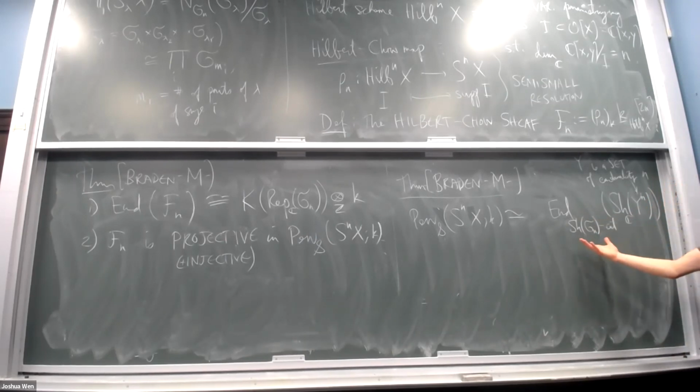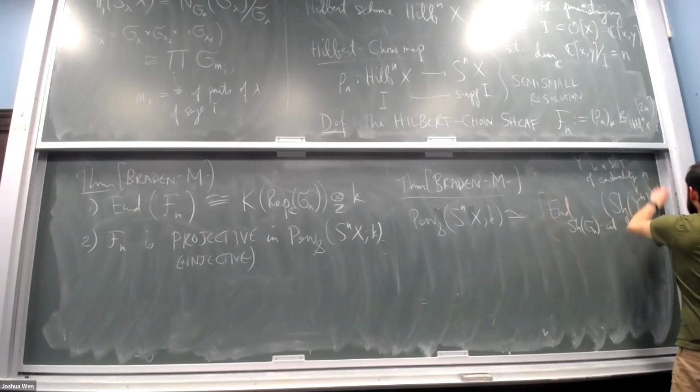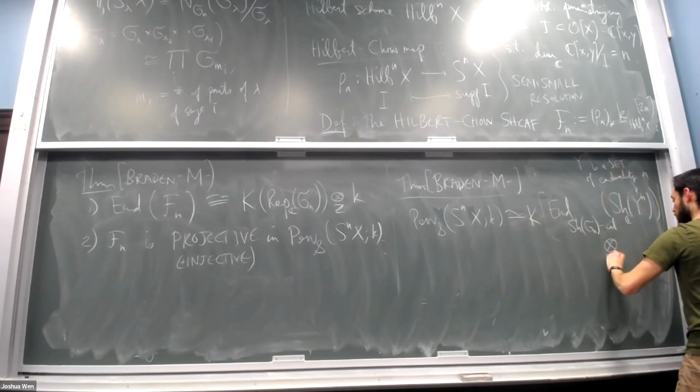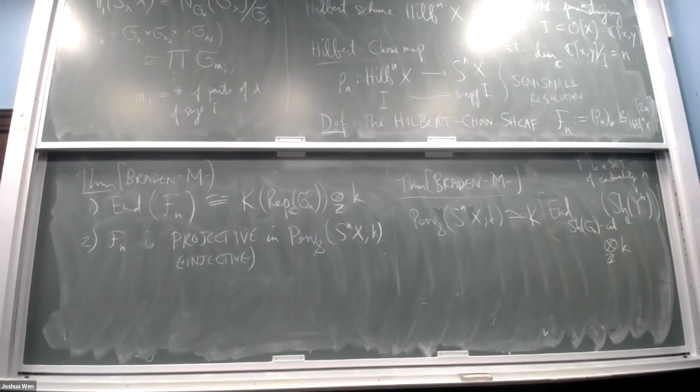So sheaves on Sn is a tensor category under convolution. And so we consider this as a module over this tensor category, and then consider endomorphisms of this. This gives us a category of endomorphisms. And the thing is, we take the K group of this tensor with K.